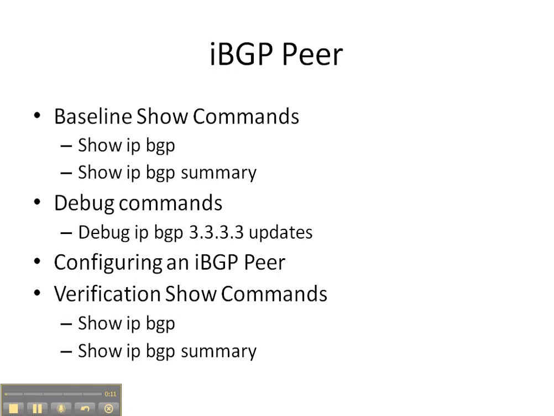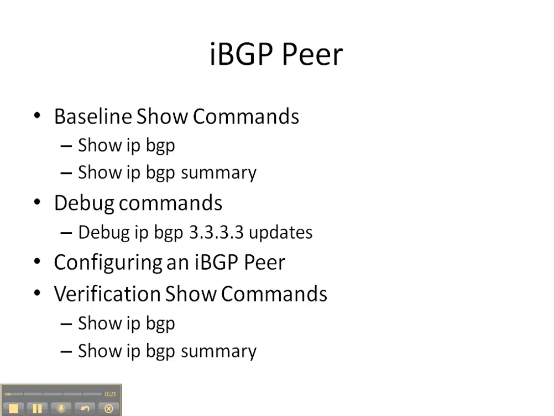In this video cheat sheet, we're going to configure an iBGP peer in Autonomous System 1 between Router 2 and Router 3. First, we're going to start off with some baseline show commands, show ip bgp and show ip bgp summary, to see what's in the BGP routing table and to see if any adjacencies have already been formed.